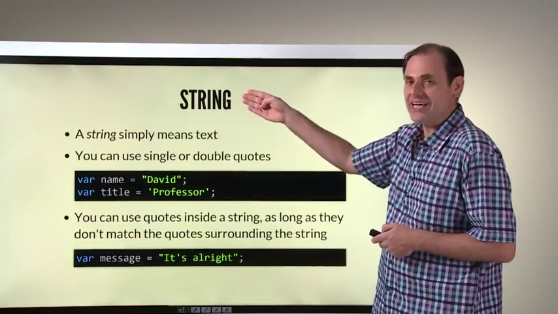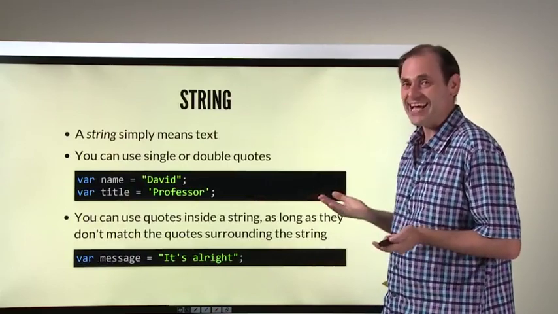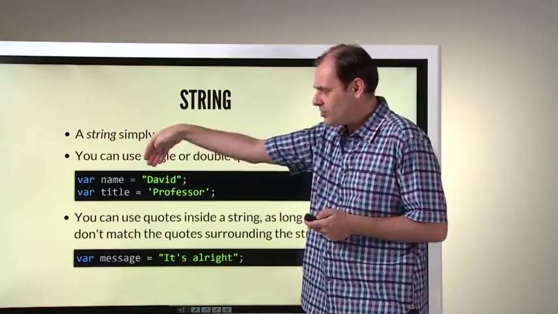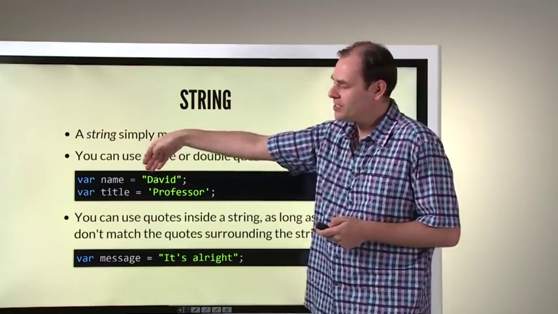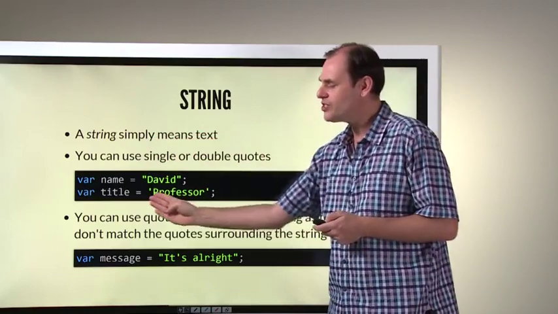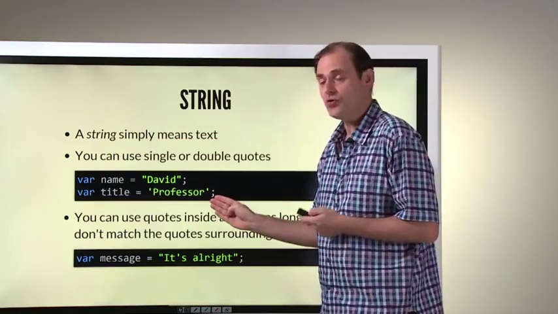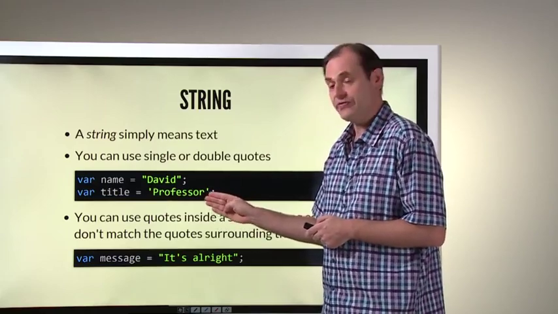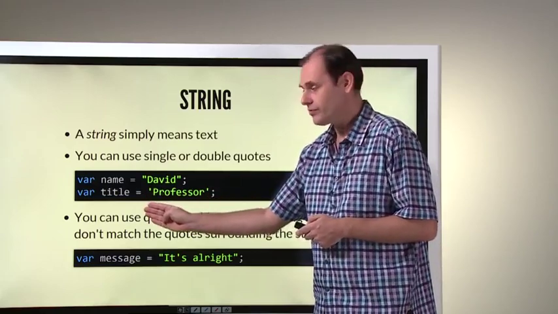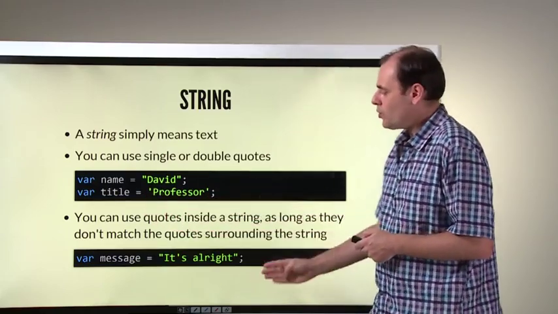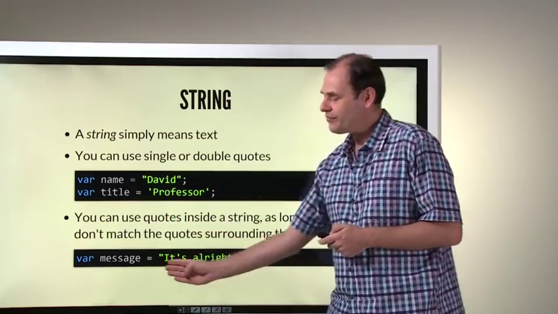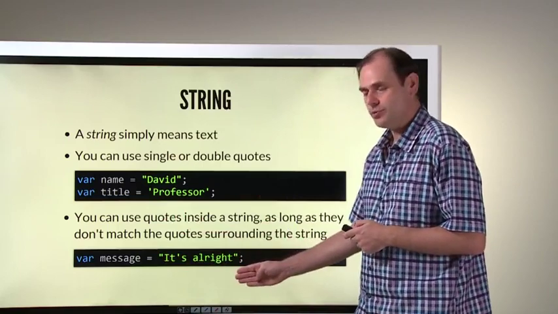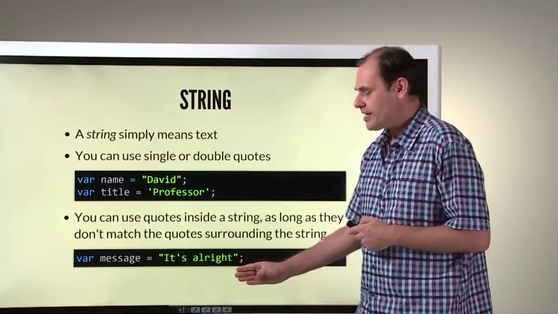Second type, string. String simply means text in the world of computers. In JavaScript, you can use a double speech mark like this, or you can use single speech mark like this. Both are okay as long as you use the same type to finish it that you started with. So here, for example, we have a double speech mark and we start it and then we finish with a double speech mark. That's great, everything looks good.